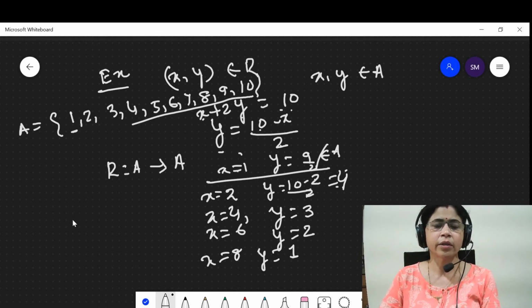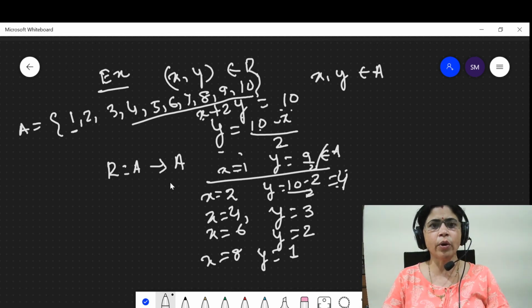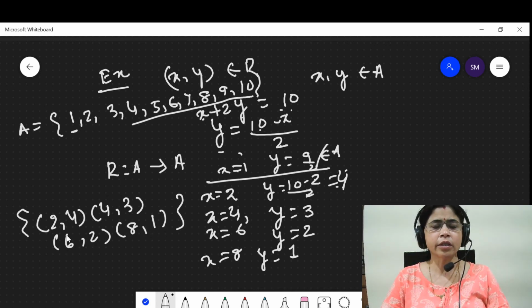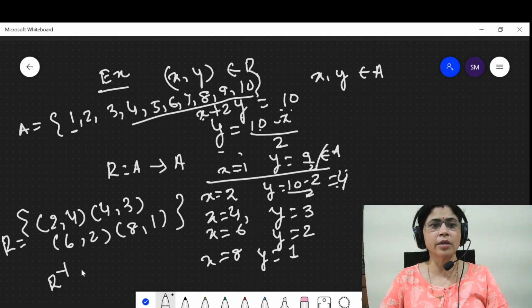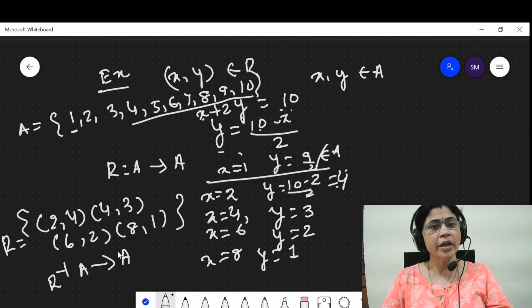Then here R is a relation from A to A such that R is {(2,4), (4,3), (6,2), (8,1)}. This is the set R. Then here R inverse is a relation from A to A. This is the inverse relation.